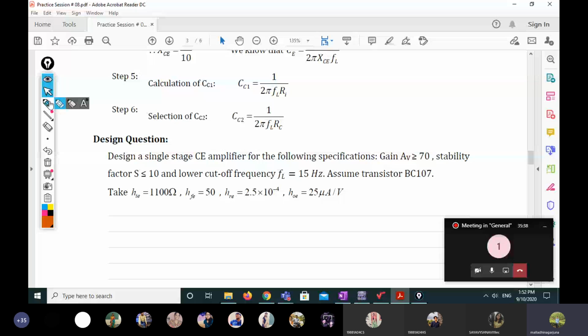Okay, and beta is equal to, here, note down, assume beta is equal to 100, VCC equal to 12 volts. These two also note down. Beta equal to 100, VCC equal to 12 volts.